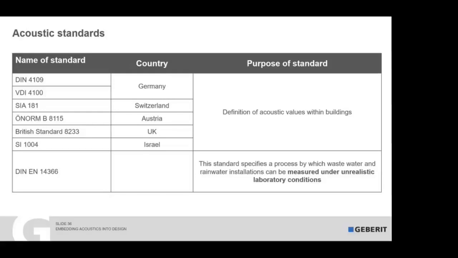But this is very important. The one defines acoustic values within buildings, and the other one is just measuring only pipes. And already yesterday we always spoke about the system. We always speak about the full system, which should be floating in the building, and not only about a pipe. So you have to consider the full installation.